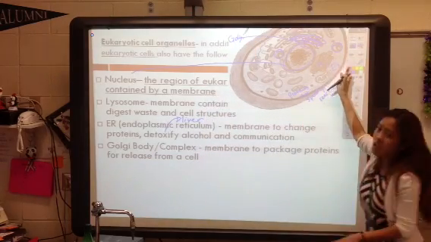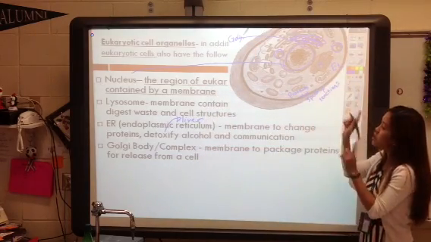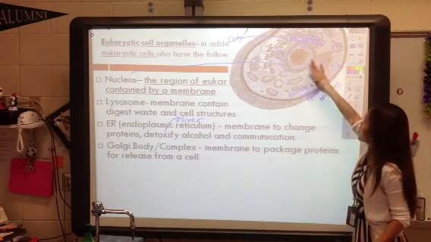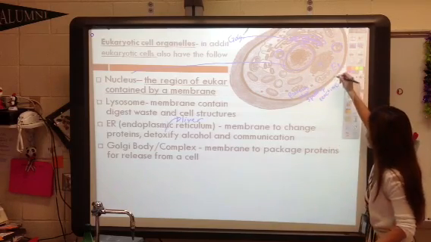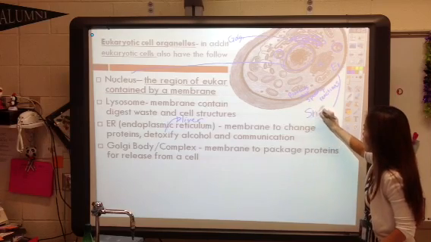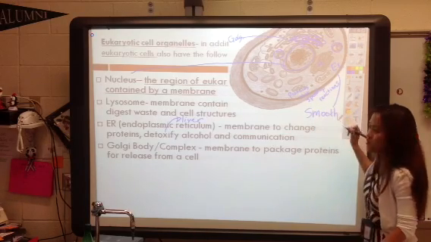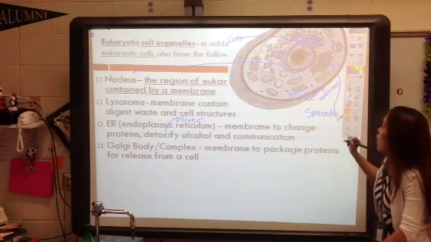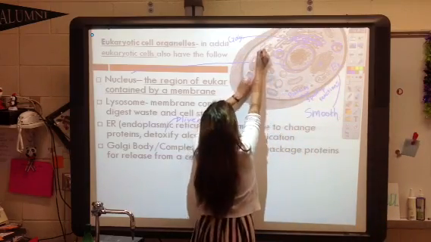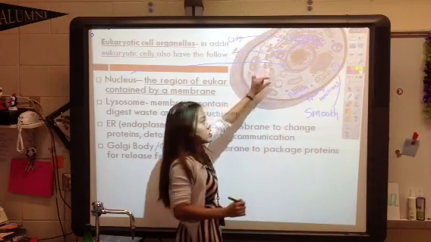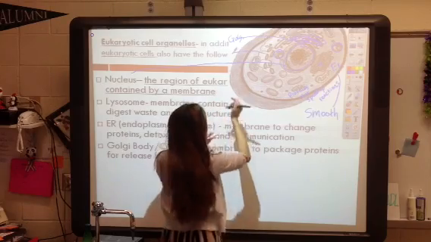Here you have an ER. The ER is actually two different types. Here the ER has no little dots on it, and that's going to be considered your smooth ER. And then on the other side, you have this ER right here. Again, notice that they're connected to each other. Those folds of the membrane are connected.